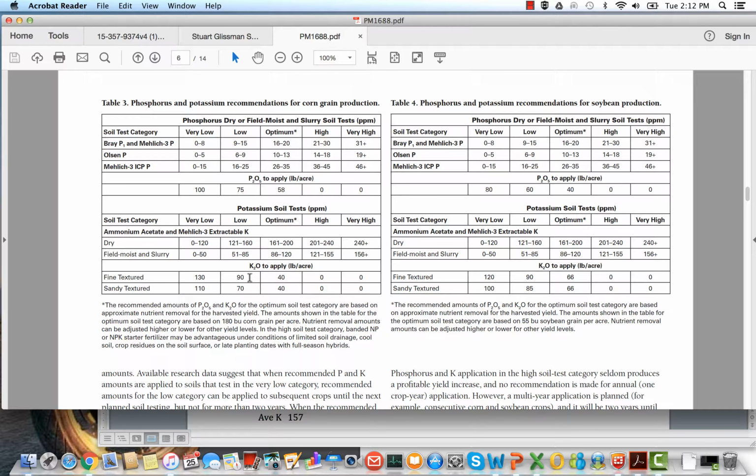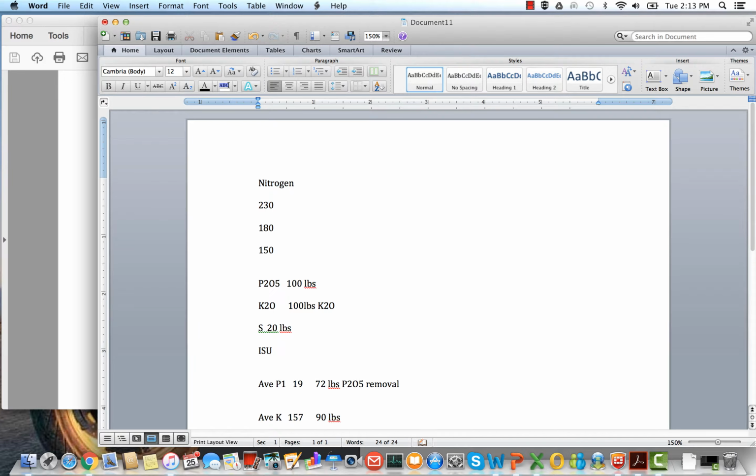Now, their optimal, again, is the crop removal. Let's just check, since my yield is higher: 225 times 0.22 was their removal number. Yeah, instead of 40, we would have been at 50. This 90 is still probably a pretty good number, so let's go ahead and go with that. So 90 pounds of K2O.